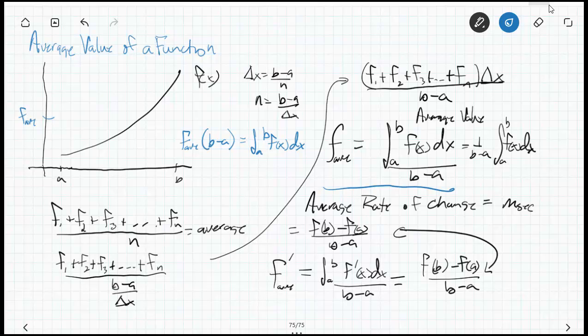Because what I just did is I showed that if I go over here to the function and put the average value on here, that's the vertical distance here. And then I build a rectangle that is b minus a wide and f average high, the area of that rectangle is always equal to the integral itself. In other words, an integral can always be expressed as the area of the rectangle built by taking the average value of the function and multiplying by the interval from a to b. This is referred to as the mean value theorem for integrals.